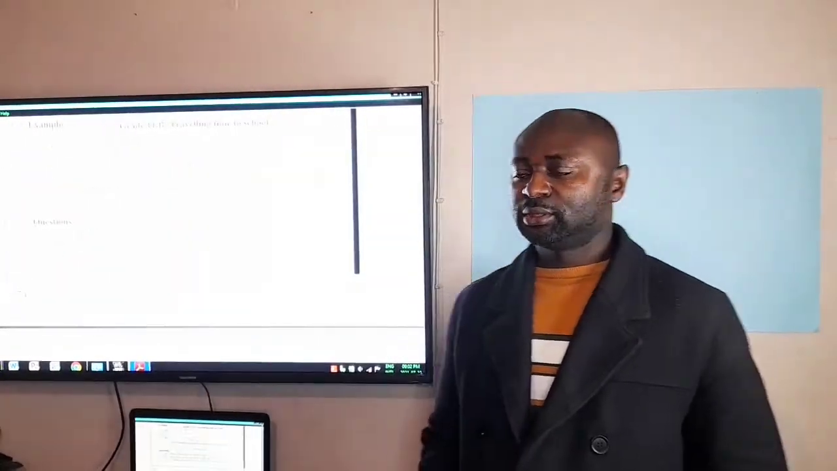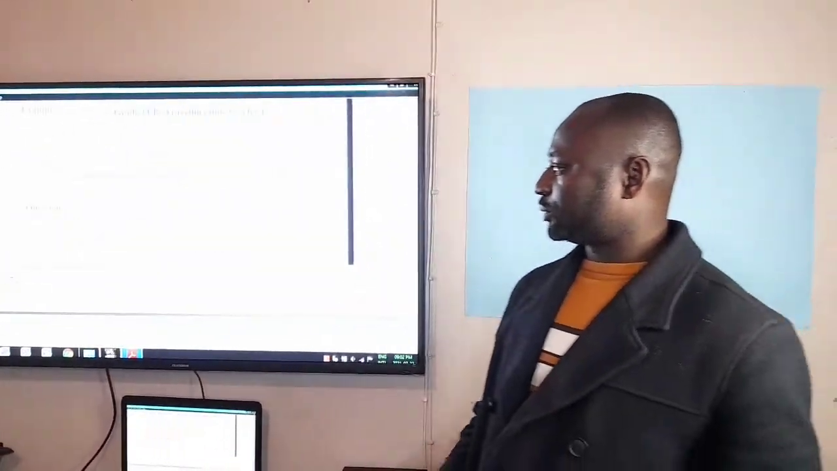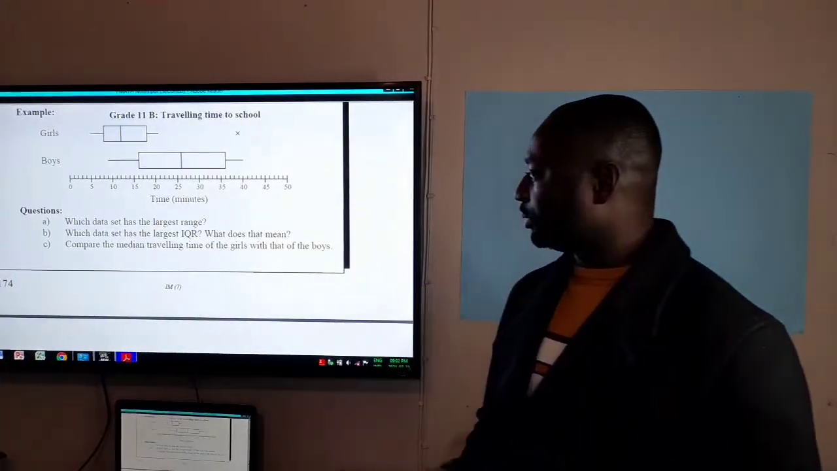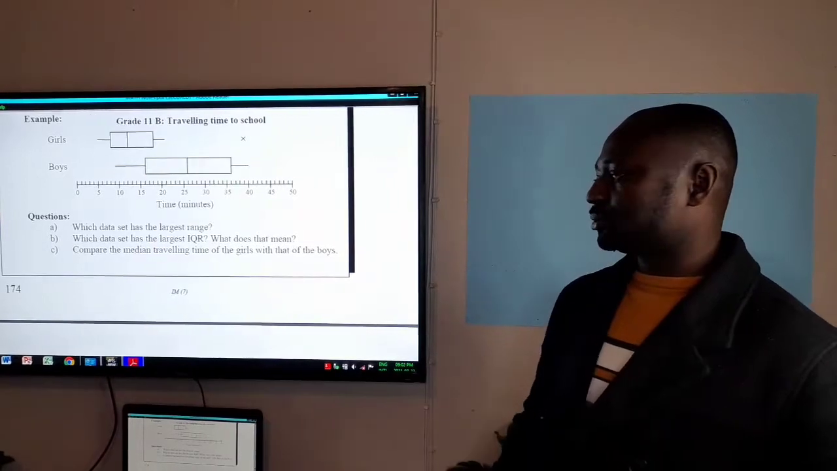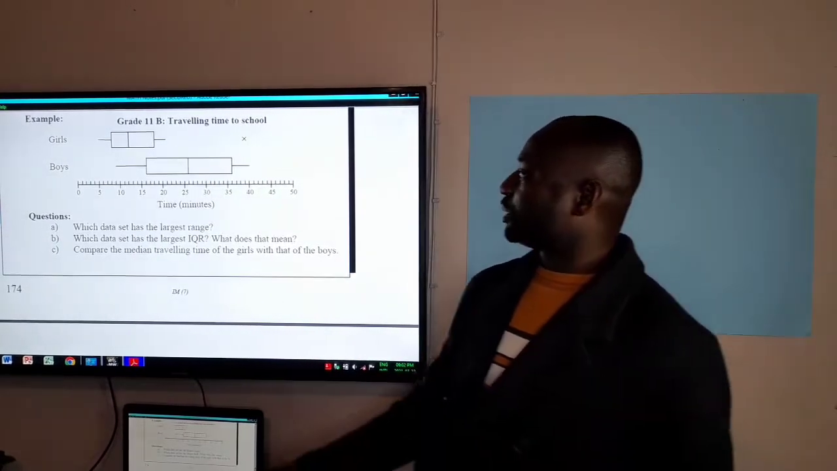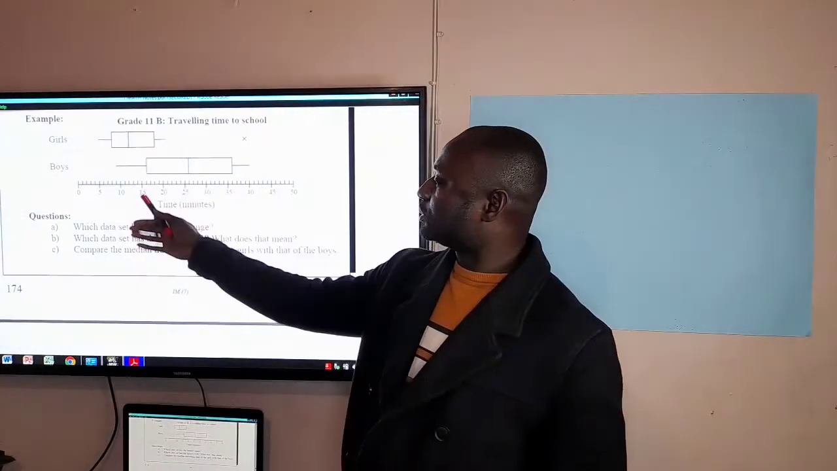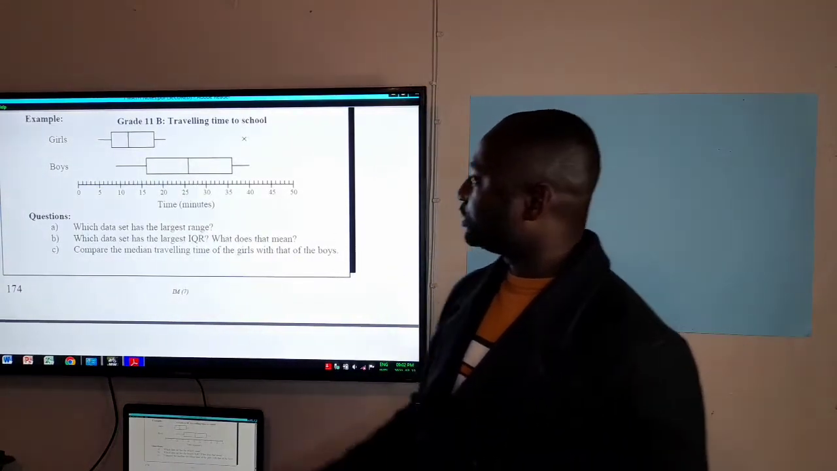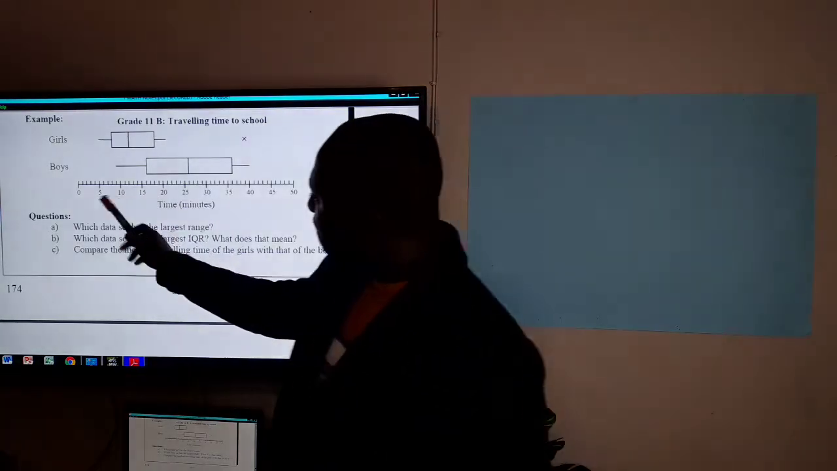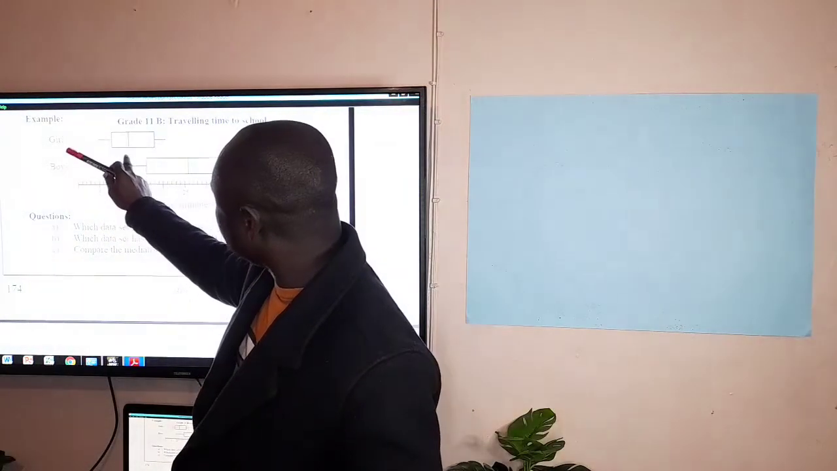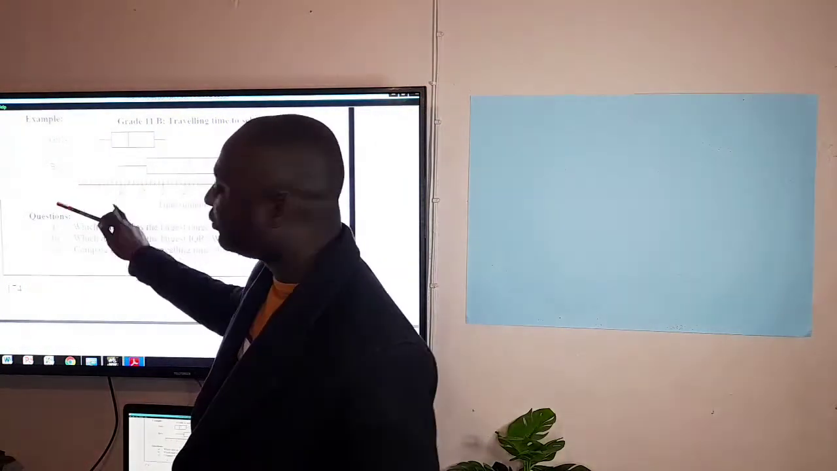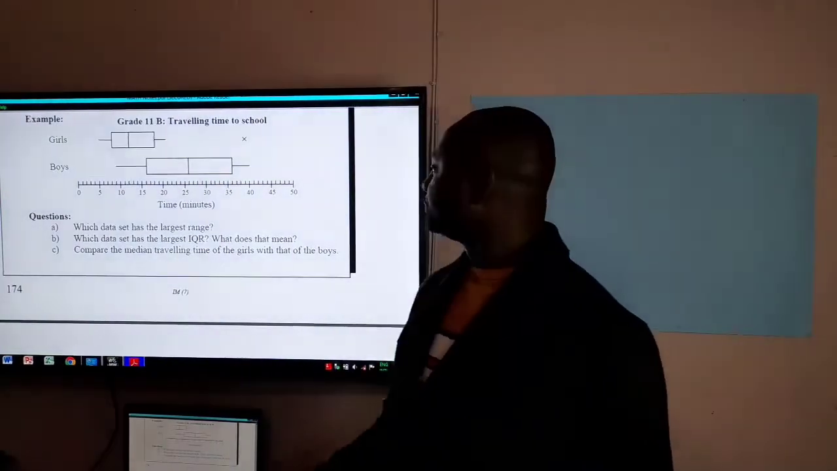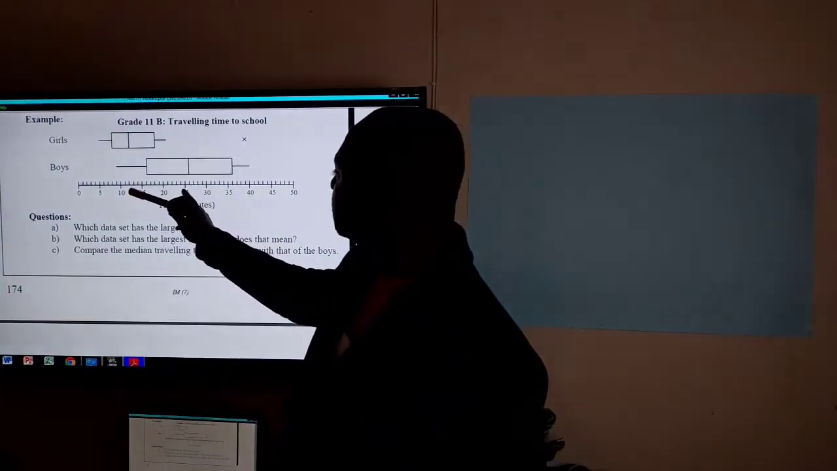We're back to continue with the questions. We were on question C, which says compare the median traveling time of the girls with that of the boys. So as we look at the median of the girls and also the median of the boys, the median of the girls gave us what number? The median line is here. So it's 12.